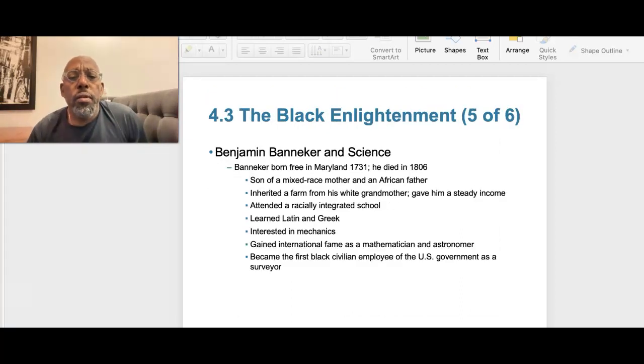Let's go to Benjamin Banneker in science. Banneker High School is a really famous high school in Washington, D.C. I have a lot of friends who've gone to Banneker. But Benjamin Banneker was born free in Maryland in 1731, and he died in 1806. He was the son of a mixed-race mother and an African father. He inherited a farm from his white grandmother, which gave him a steady income. He attended a racially integrated school, and he learned Latin and Greek. He was interested in mechanics, gained international fame as a mathematician and astronomer, and became the first Black civilian employee of the U.S. government as a surveyor.